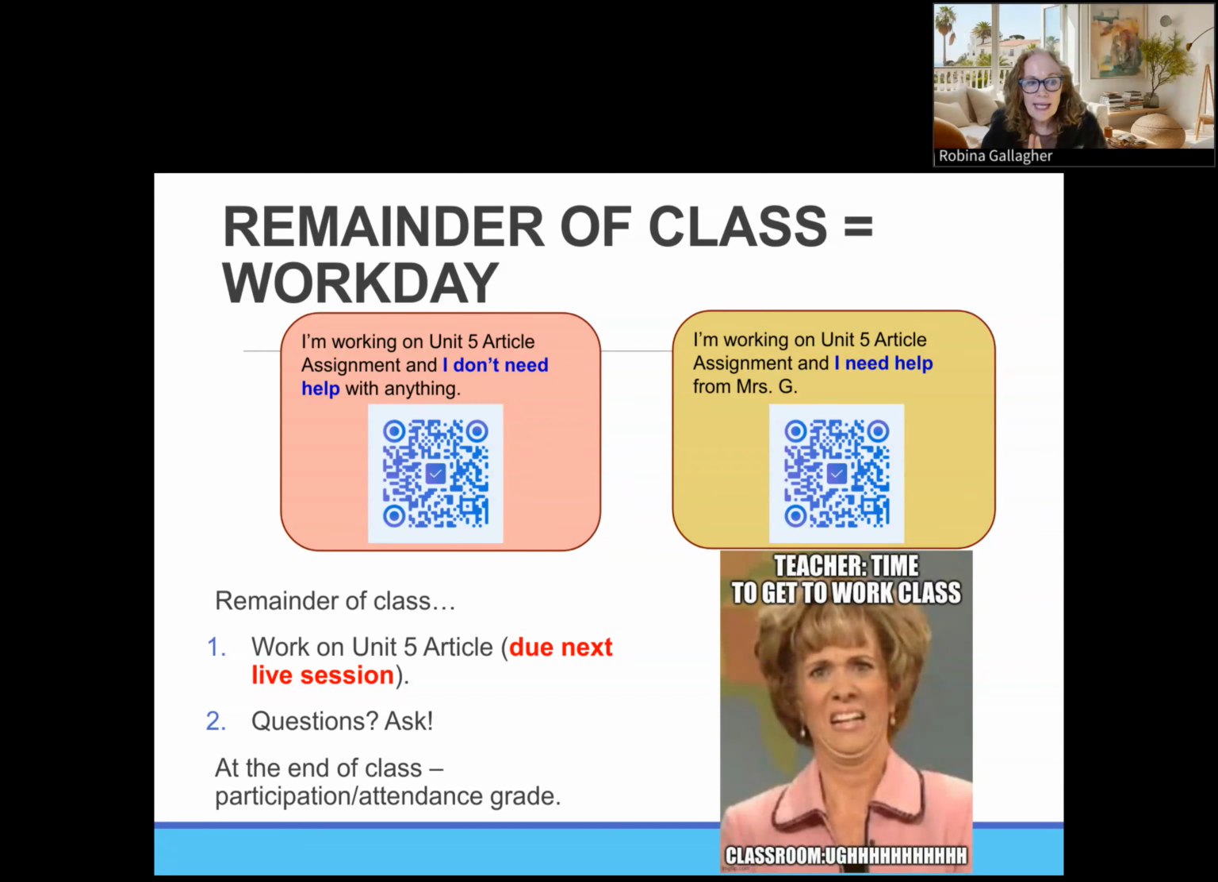But don't forget, at the end of class, we're going to have our attendance check, right? So make sure you stay, make sure you keep working on your article exam, and then you'll get the word at the end of class.